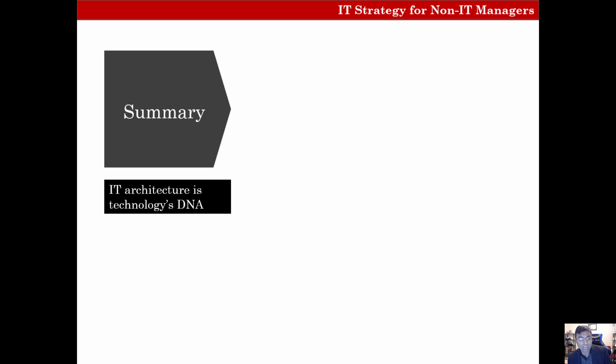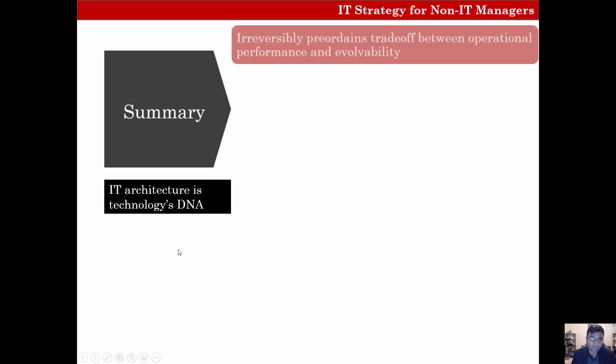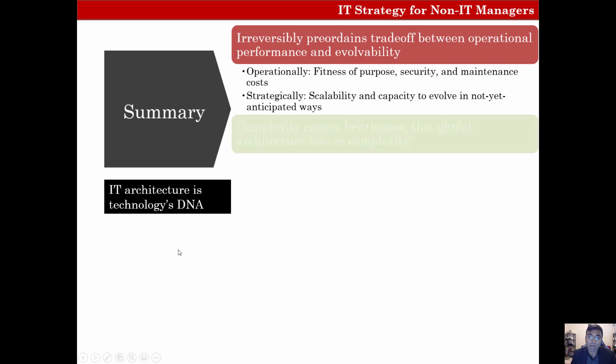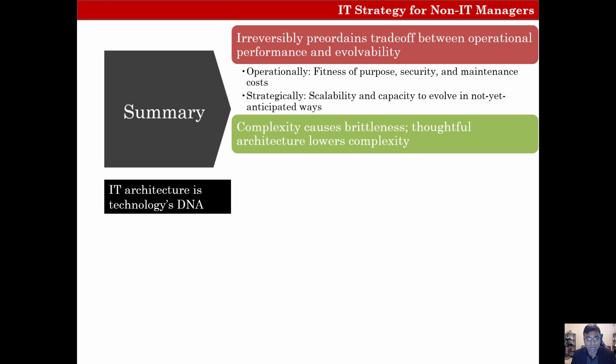So in summary, IT architecture is the technology's DNA. It focuses and produces constraints on what your firm can do, and so you have to look at both operational performance and strategic evolvability in the future. More complex architecture causes brittleness, and so it is important to focus on simplicity of architecture that lowers complexity.